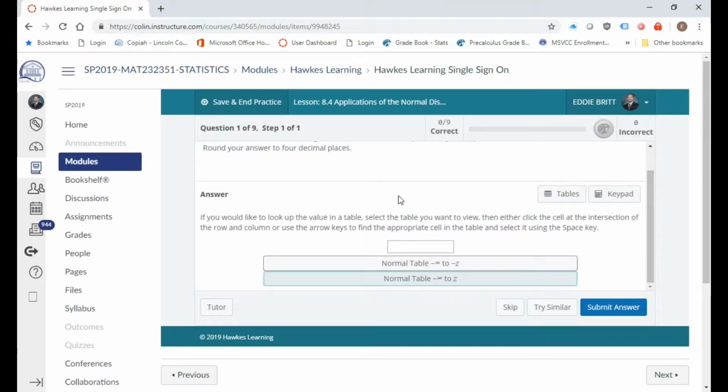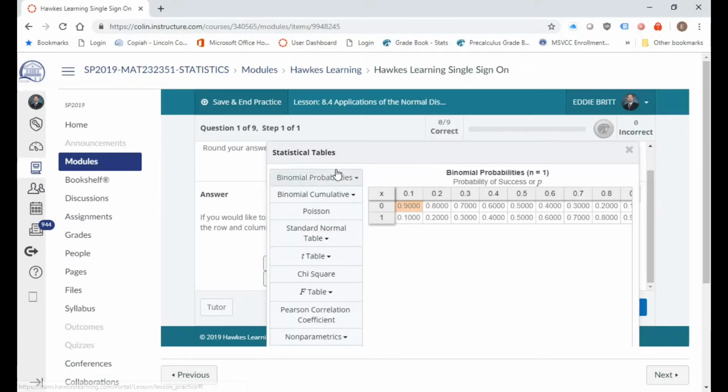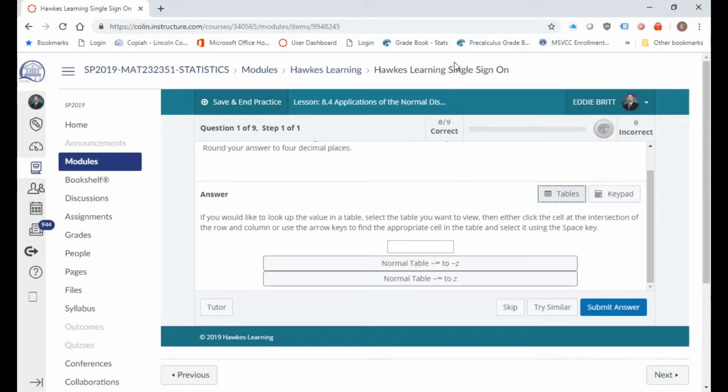If that's not there, which it will be, but if it's not, there's a tables button here. If you click on the tables button, over here are all the different types of tables that are used in a statistics class. And so you would have to click on the standard normal table, and then either click on the negative infinity to z, or infinity to negative z. So I wouldn't click on this 0 to z. That's a little different from the way that I teach it. But they are here for you in the homework if you need them.